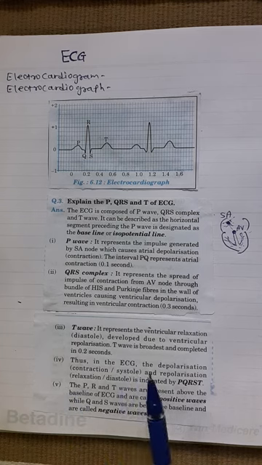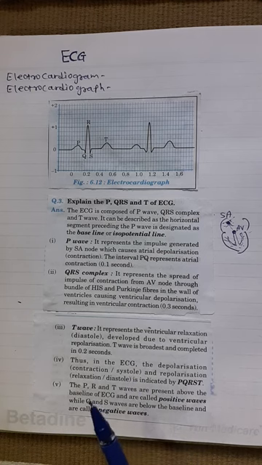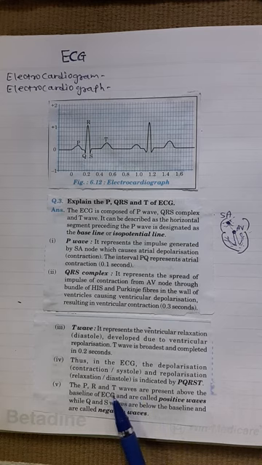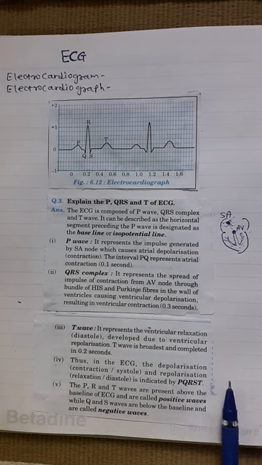Thus in the ECG, the depolarization, that is the contraction, systole, and repolarization, that is the relaxation, diastole, is indicated by PQRST. So PQRST represents the complete entire heartbeat.